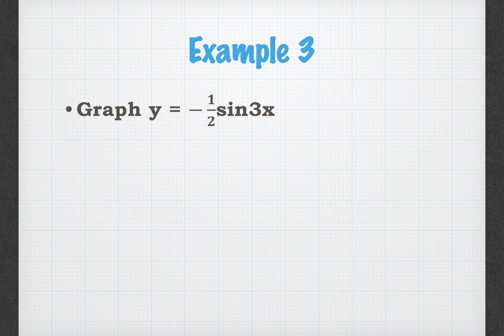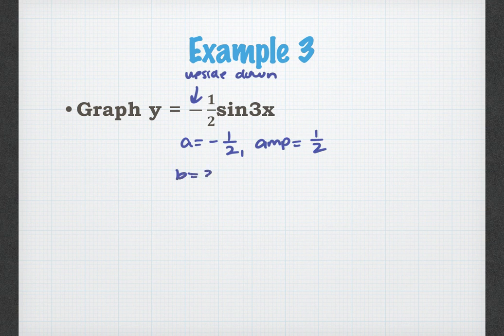All right, so again, you want to note from the beginning that it's sine, which means it's going to start at 0 and then go from there. This time it's a negative sign, which means it's upside down. Your A is negative 1/2. The amplitude is 1/2, which means it's going to be flatter than normal. It's half as tall. Your B is 3, which means the period is 2 pi over 3.